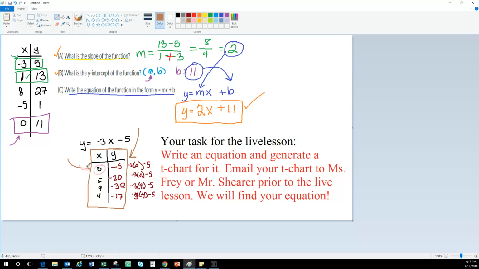We don't want the equation. That's what we're going to do in class. You guys are going to give us the t-charts. We're going to generate the equations. Okay, so generate a t-chart from a random equation that you make, and send me or Miss Fry your t-chart before you come to class. All right, and make sure you write down your equation. That way we can make sure whenever we get our answer that we got the same thing you started with.